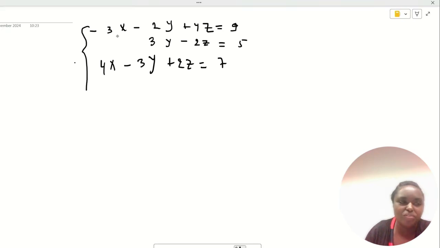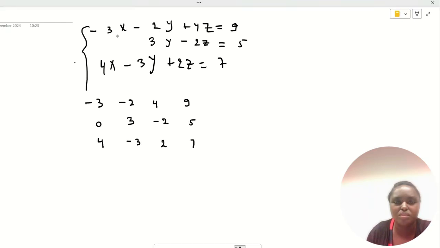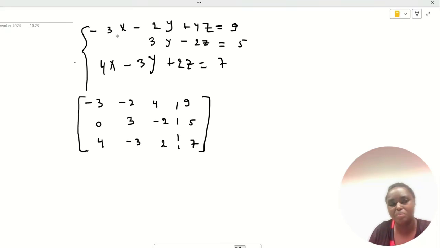What we have to do is first write the augmented matrix from this system. The augmented matrix from this system will be minus 3, minus 2, 4, and 9. Then 0, because we don't have x in the second equation, and 3, minus 2, 5, and 4, minus 3, 2, and 7. This is the augmented matrix that we have, and usually it is separated this way.